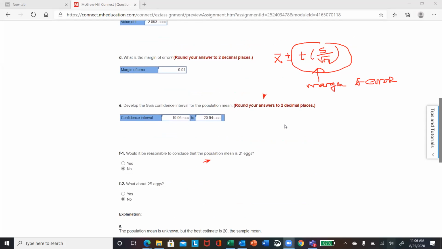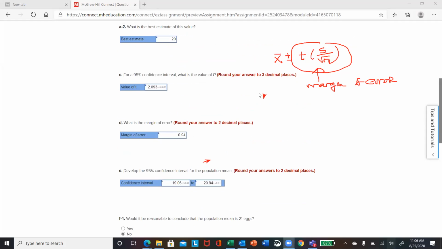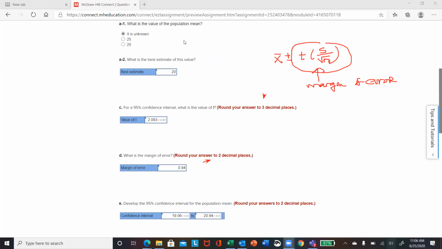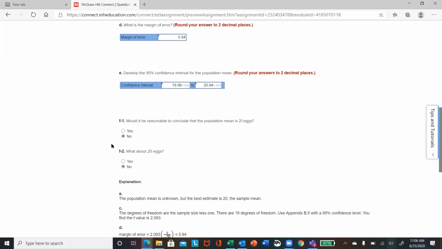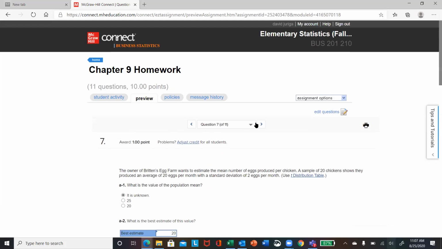All right, and so once you get that, you know that simply your X bar is 20. All you got to do is take 20 plus or minus 0.94, and that's going to give you your confidence interval. You'll have the low number about 19.06 and the high number right at 20.94. So that's how you work that one. And then the rest of it, I think you can kind of fill in the pieces right there. All right, that is number 7.